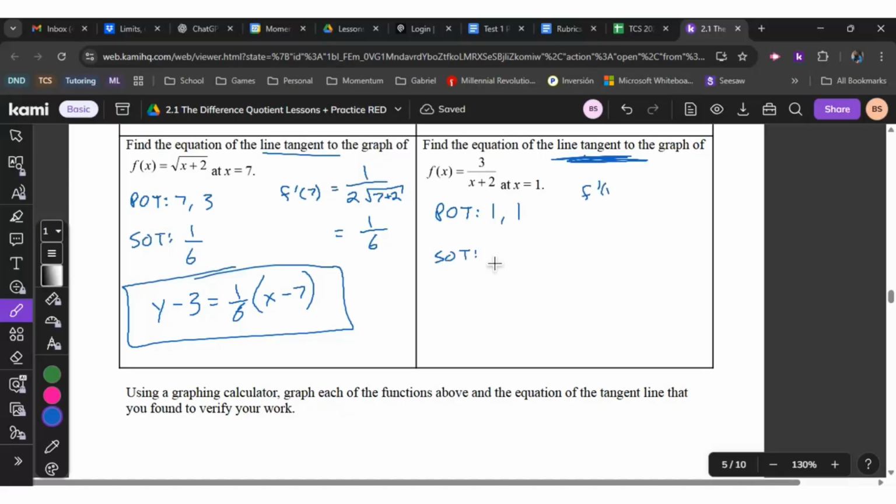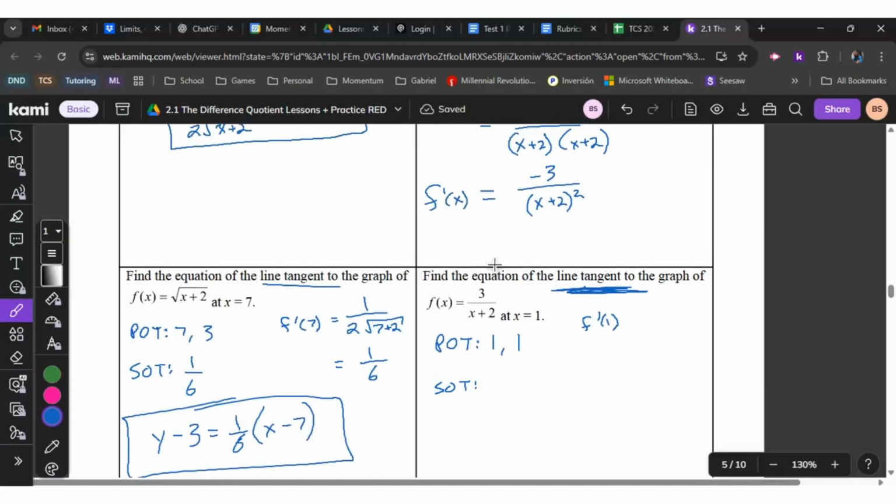So f prime of 1, zoom up so we can see it, would be negative 3 over 1 plus 2 squared. Because I'm literally using the derivative, right? Negative 3 over x plus 2 squared, and I'm just plugging in 1. What's 1 plus 2? 3 squared? Negative 3 over 9? Good, negative 1/3. All right, so my SOT is negative 1/3.